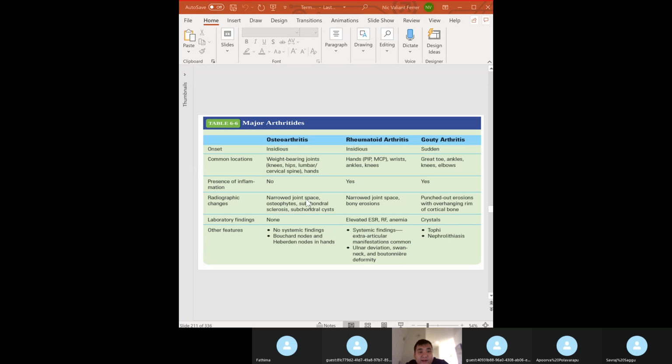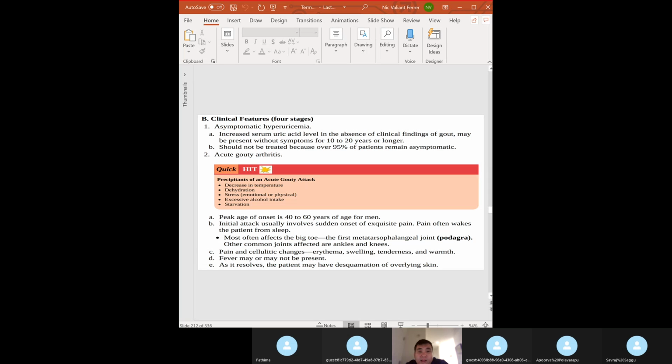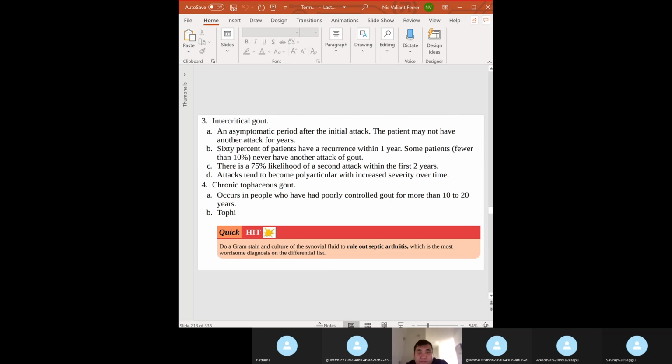How are we going to differentiate osteoarthritis, RA, and gouty arthritis? Read that table. Clinical features, right? Asymptomatic hyperuricemia, acute gouty arthritis. What are the precipitants in an acute gout attack? Decrease in temperature if it's too cold, or they're dehydrated, or they're stressed, they have excessive alcohol intake, or starvation. You need to do a Gram stain and culture of the synovial fluid to rule out septic arthritis, which is the most worrisome diagnosis on your differential.